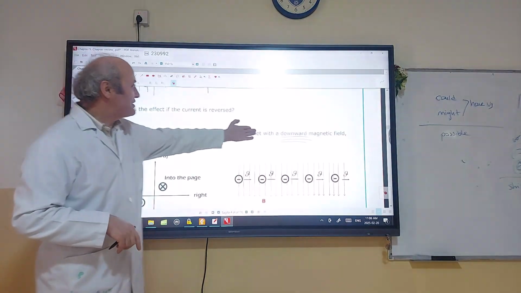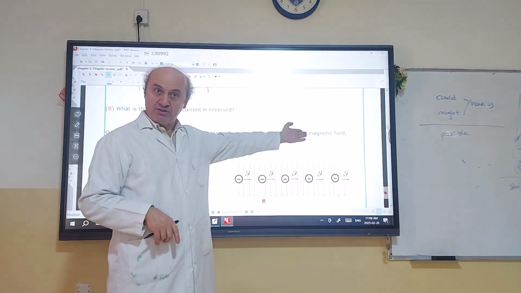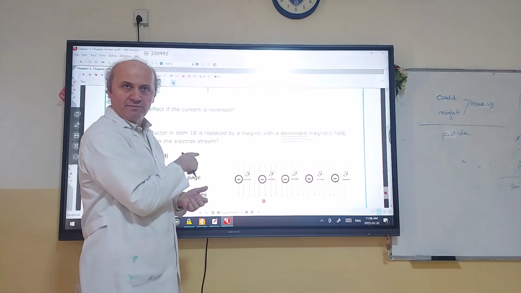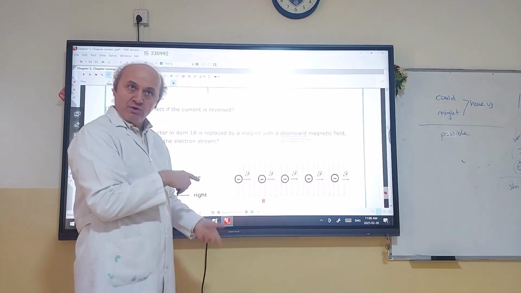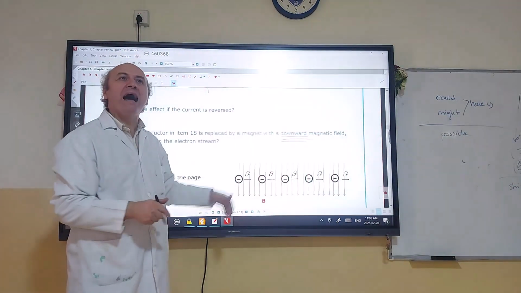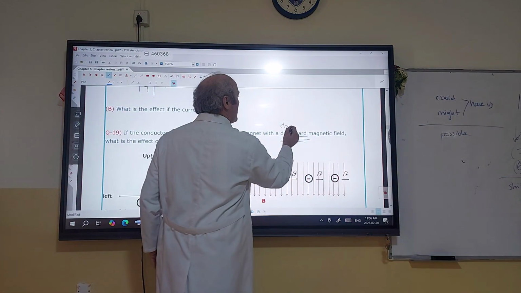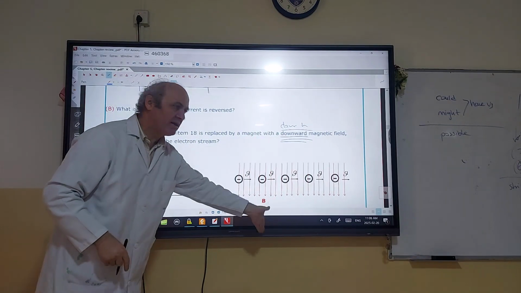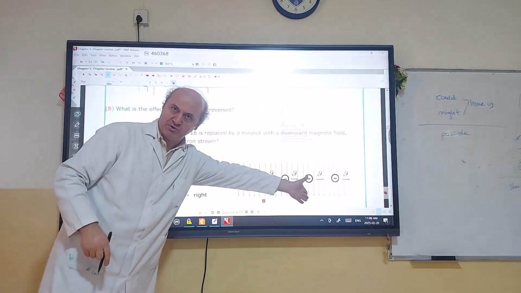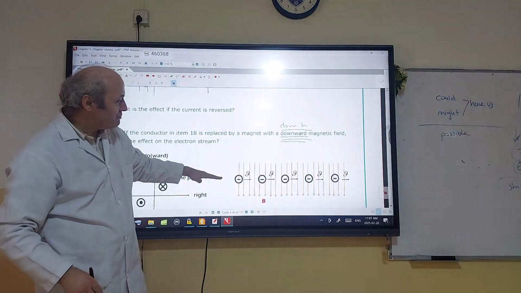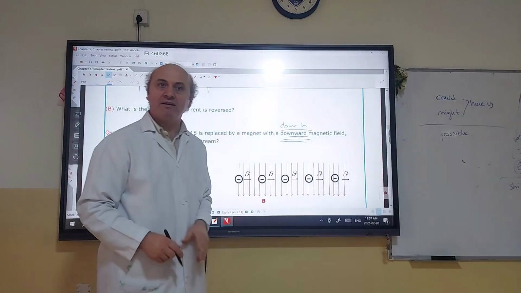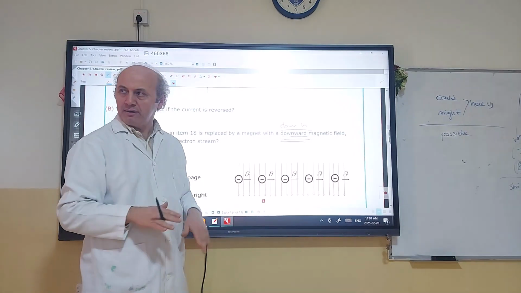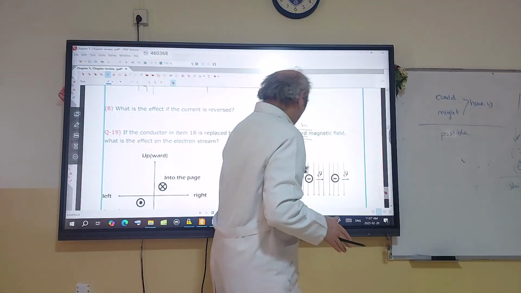So even though it says downward, we should understand that in question number 18, the set is given to the right, to the left, up to the page, down to the page. So this downward must be down to the page. I will draw the magnetic field of the magnet down to the page, as you see. These electrons are moving inside this magnetic field, so I will apply the magnetic force acting on these electrons.